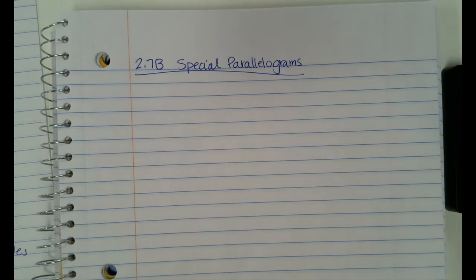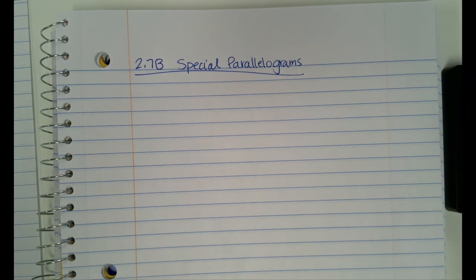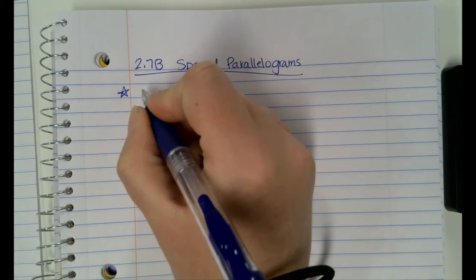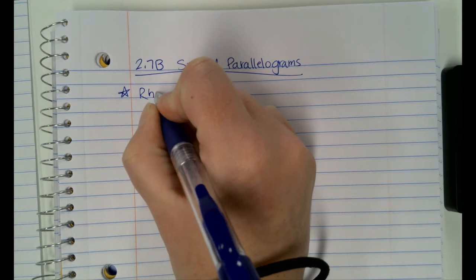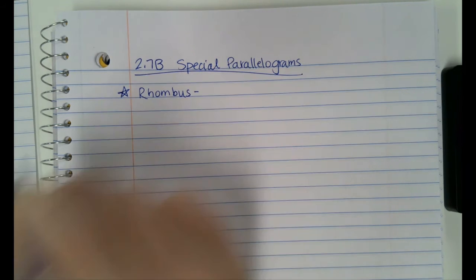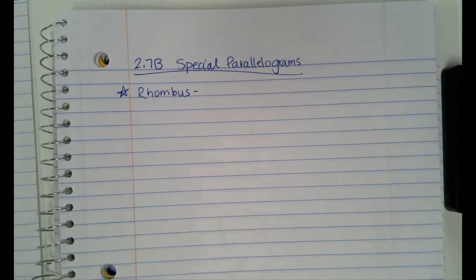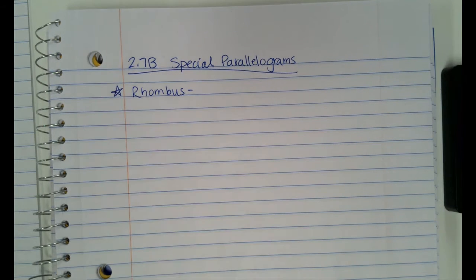Okay, so our special parallelograms. These are parallelograms that have some different unique qualities about them, okay? So our first one that we're going to talk about is the rhombus. We've heard of a rhombus. We may not remember what a rhombus is, but we've heard of a rhombus, right? That's a fairly familiar word, even if we don't know what it is, okay?